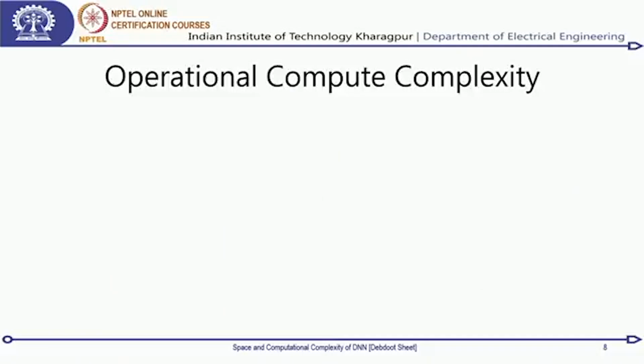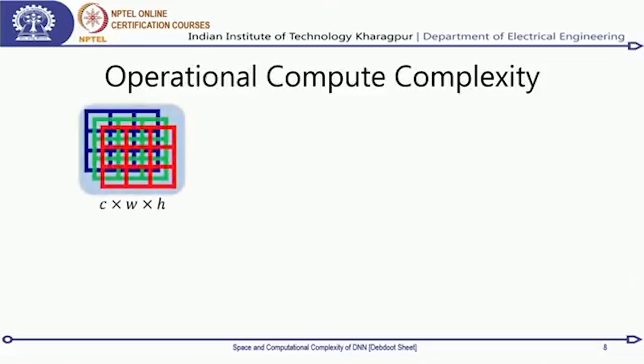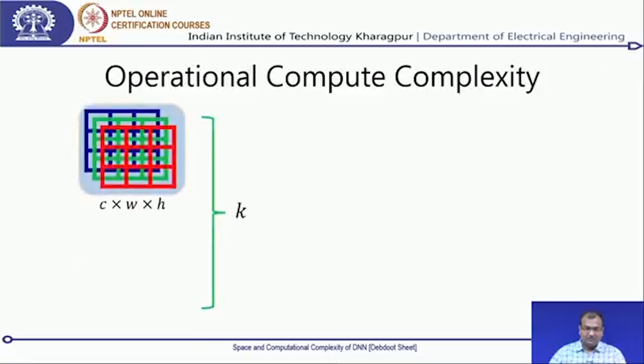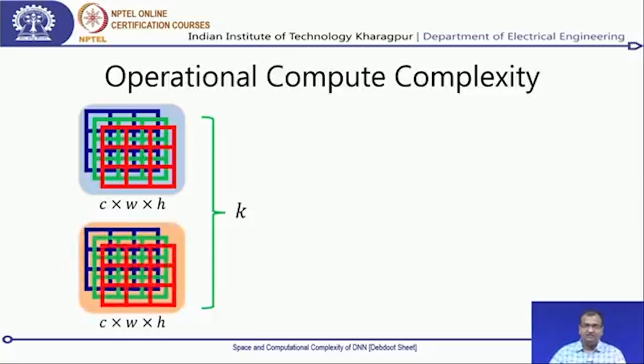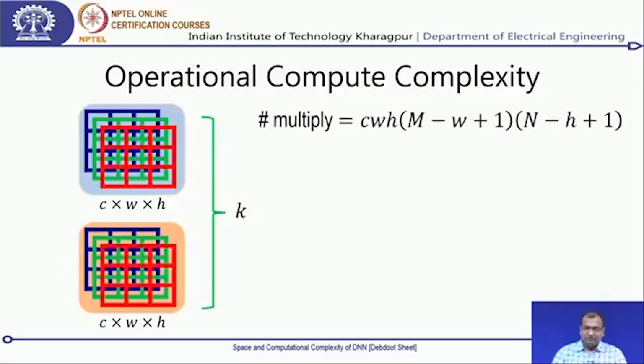So, there comes the aspect of operational compute complexity for a convolutional network. Here you would see that c cross w cross h is the size of the kernel, and you have k such kernels available. If you look into the total number of multiplications it does, then the total number of multiplications comes down to this form. It is not so hard to understand. What you essentially do is take your kernel and superpose it on your image at a location.